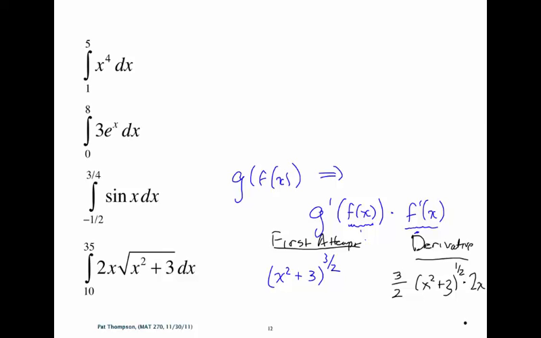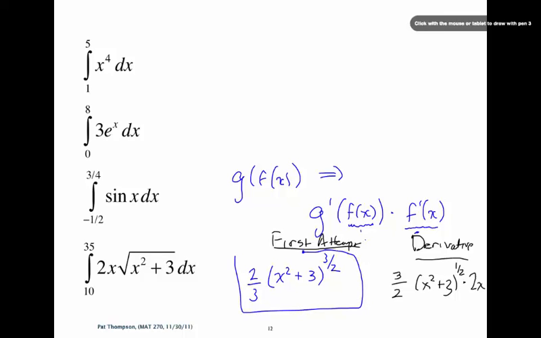So is it identical to that? No. And we're off by what factor? 3/2. So how would we adjust our first attempt so that when we take the derivative, the 3/2 won't be there? 2/3. We're done. See? Put the 2/3 in front here. Plus C, or not plus C, because we're going to do it as a definite integral. And then we're going to evaluate from 10 to 35.